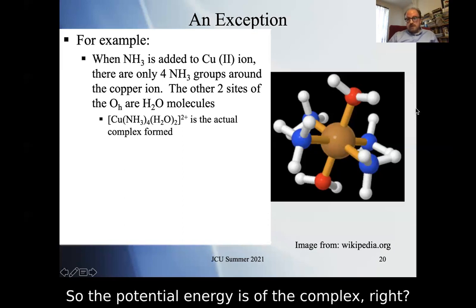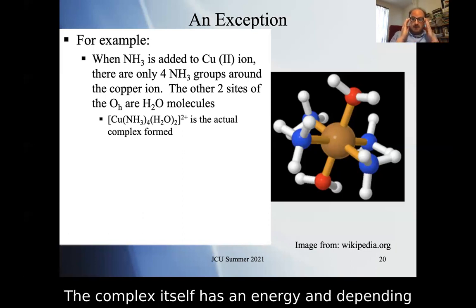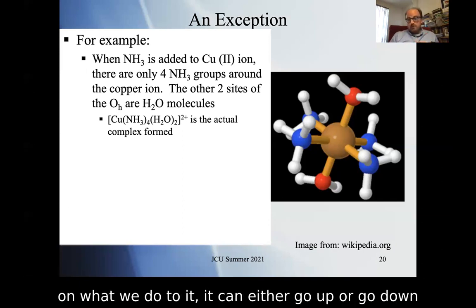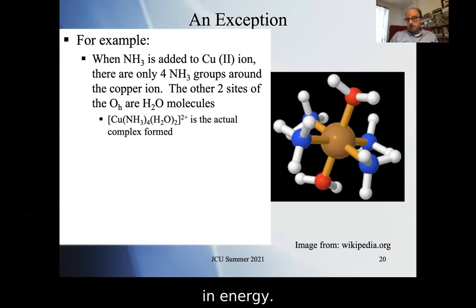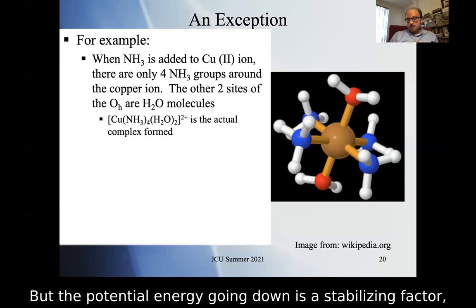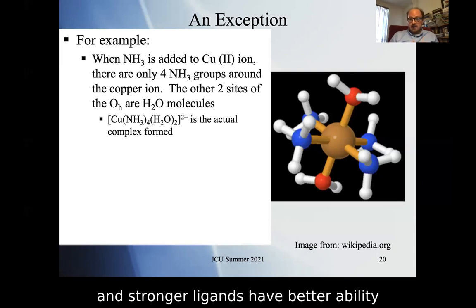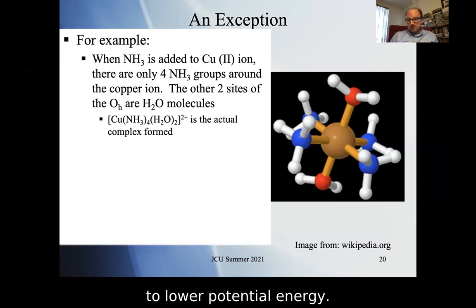There's a question. So the potential energy is of the complex. The complex itself has an energy, and depending on what we do to it, it can either go up or go down in energy. Going up in energy is not favorable because that's less stable. But the potential energy going down is a stabilizing factor. And stronger ligands have better ability to lower potential energy.